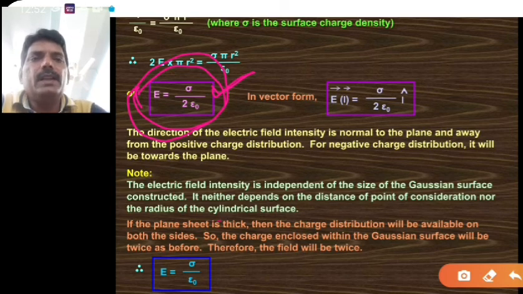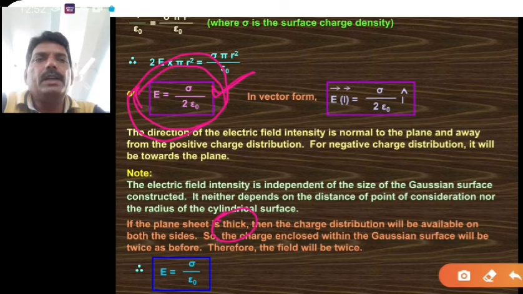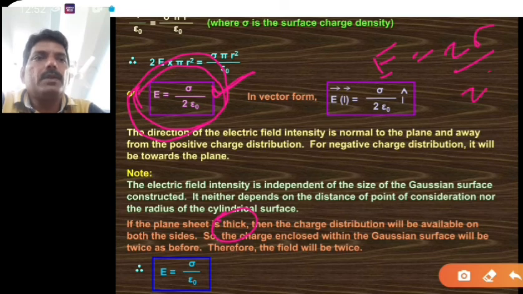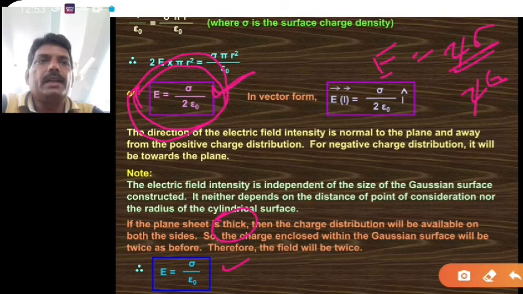And if you take the thick sheet, that means both the surfaces are present, then you can put E is equal to 2 sigma upon 2 epsilon naught. Cancelling this 2, we get E is equal to sigma upon epsilon naught, because here two surfaces are considered, therefore two surface charge densities, that is 2 sigma. Here you have got only one surface, there you will get two surfaces. So ultimately you will get the equation E is equal to sigma upon epsilon naught.